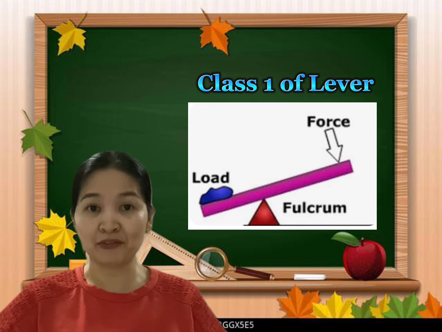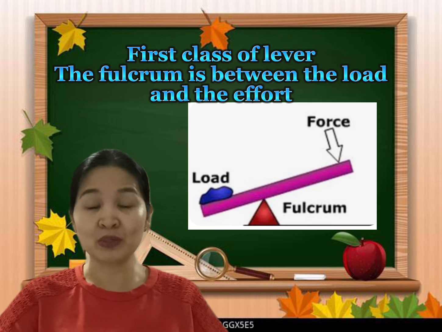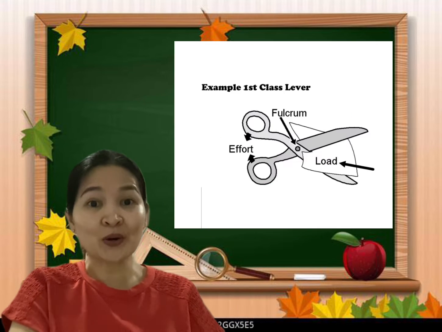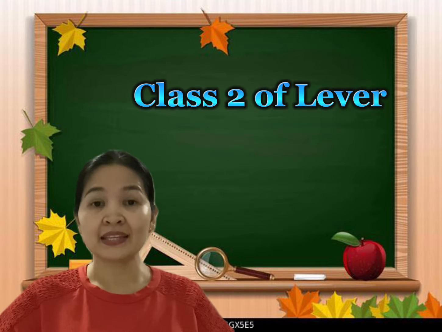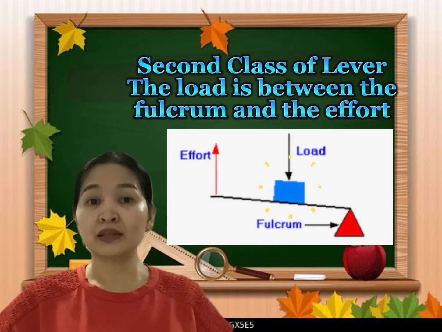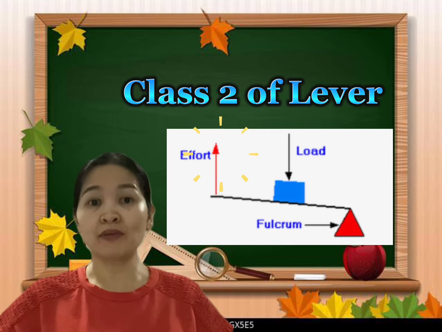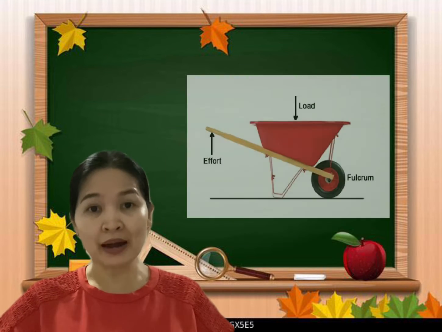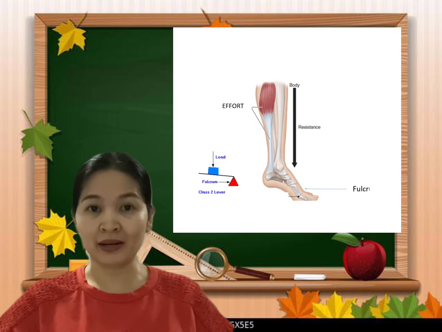In the first class of lever, which is here, the fulcrum lies between the load and the effort. Some examples are the seesaw and the upper part of the human body. In the second class of lever, the load is between the fulcrum, which is found at one end, and the applied force at the other end. Some examples are wheelbarrows, nutcrackers, and the lower part of the human body.